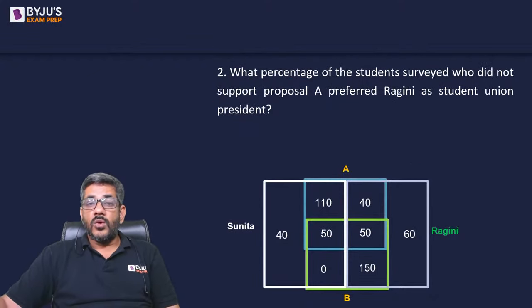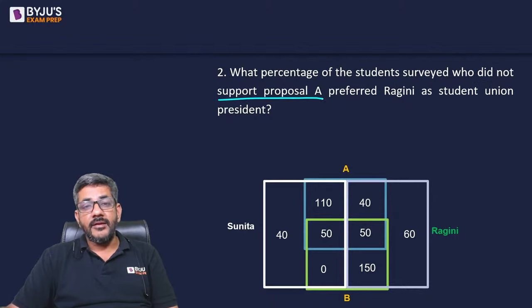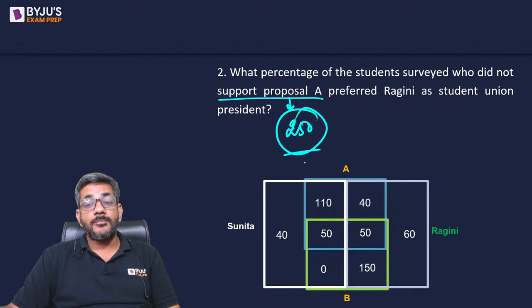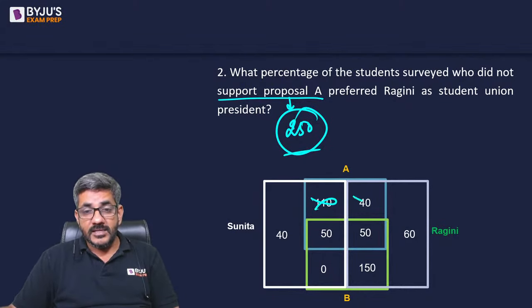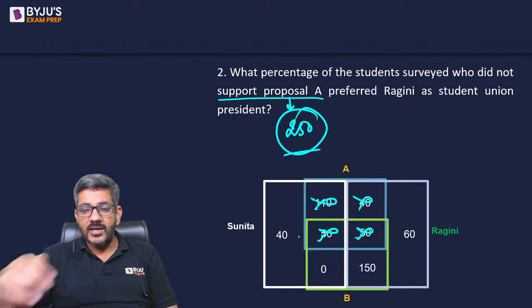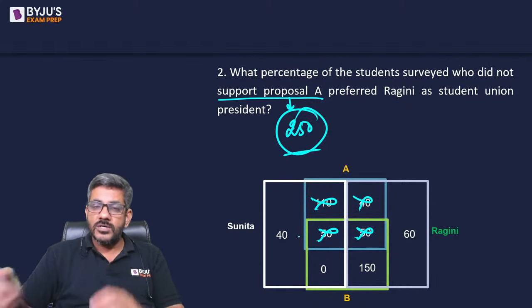Next, what percentage of the students surveyed did not support proposal A? Can I say people who did not support proposal A are 250? Because 250 supported A. So people who did not support A are 250. They supported A, they supported A, they supported A, they supported A. These are the people who did not support A.